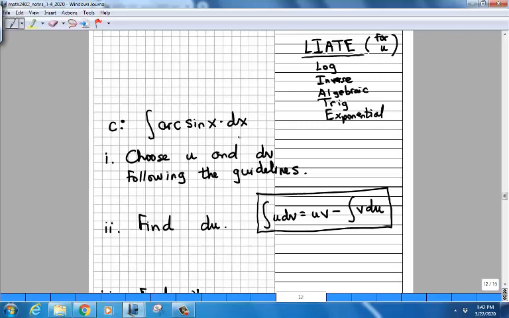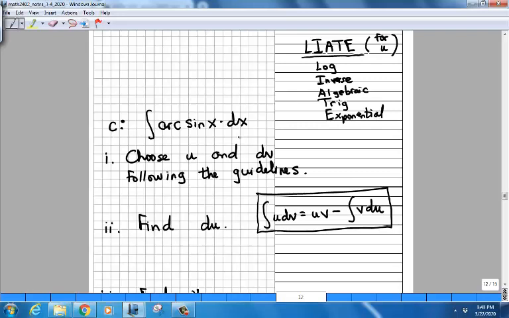LIATE here is an acronym, so this word is obviously not really a word, right? It is formed by the first letter of several words, and here are the words: log, inverse, algebraic, trig, and exponential. That sequence of words is going to give you a guideline for how to pick the u, and then the dv would be everything else in the integrand.